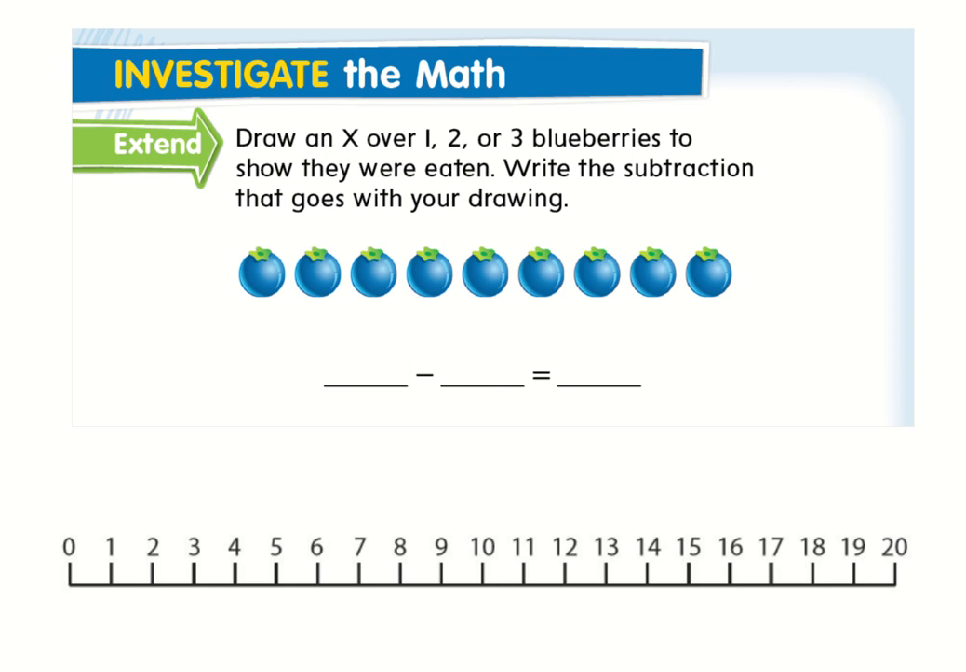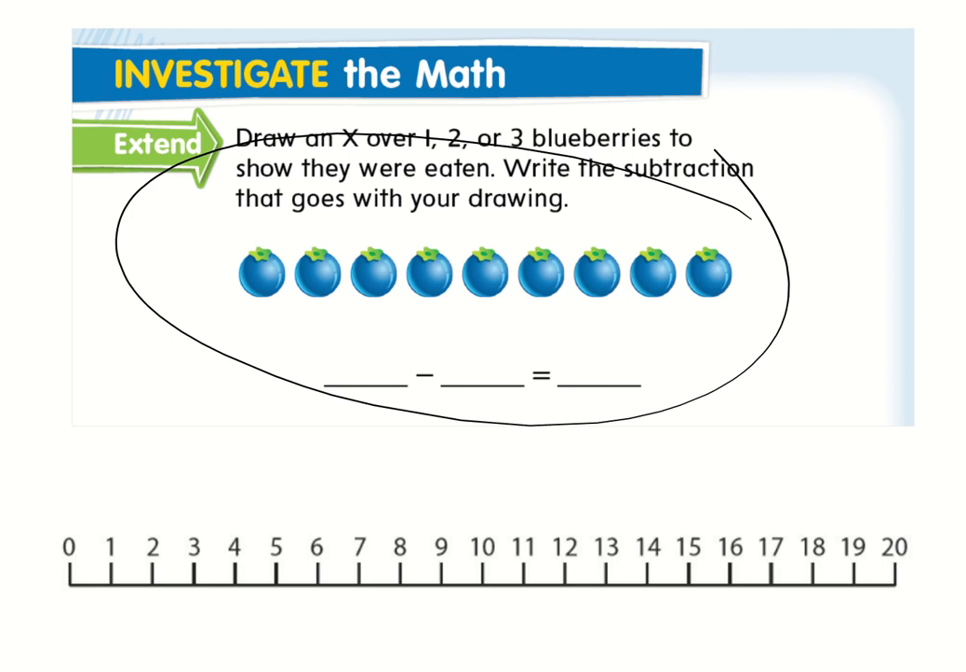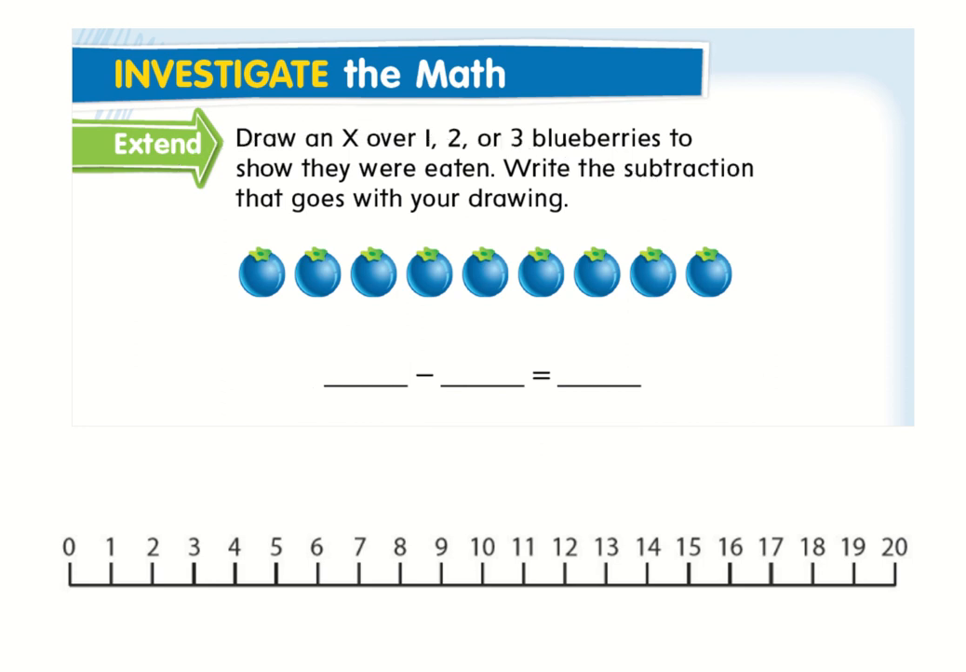So, what we're going to talk about is we're going to look at these blueberries right there on this page. It says up top, draw a picture of an X over 1, 2, or 3 blueberries to show that they were eaten. Write the subtraction that goes along with your drawing. So when we're looking at these blueberries here, boys and girls, remember with subtraction, you always have to start with the biggest number. If you don't, you're not going to have enough numbers to take away from them.